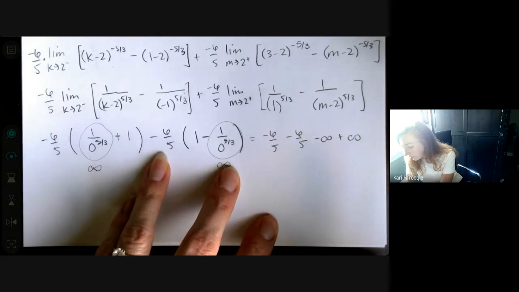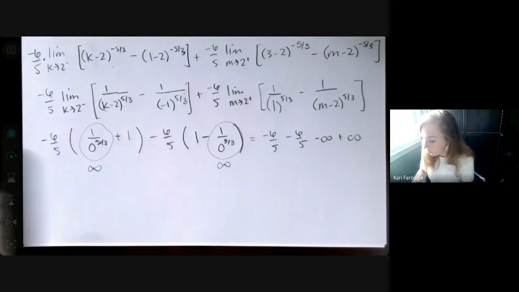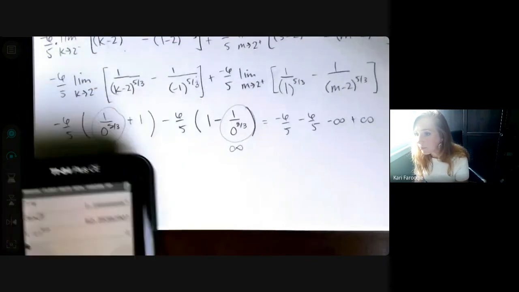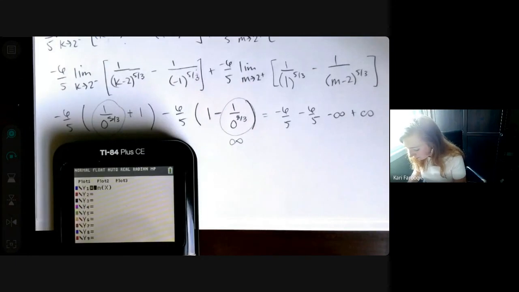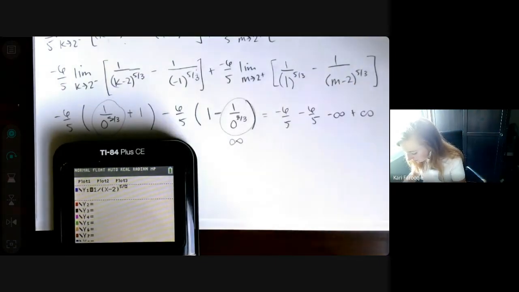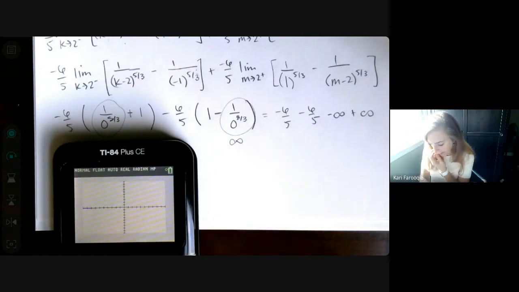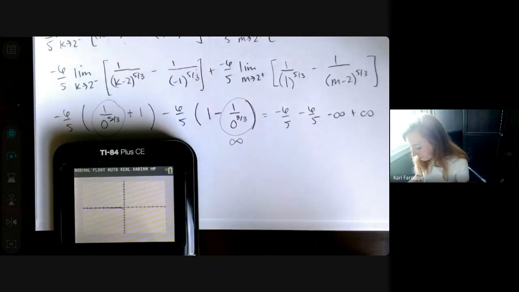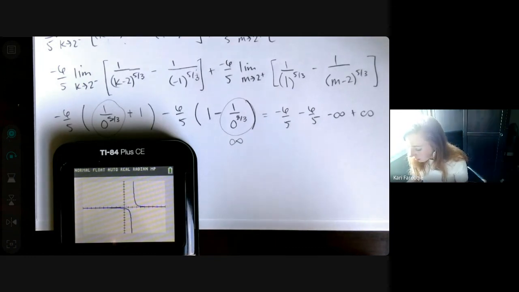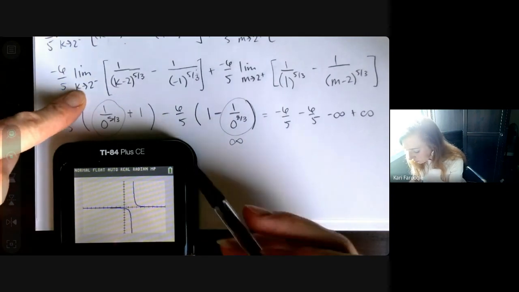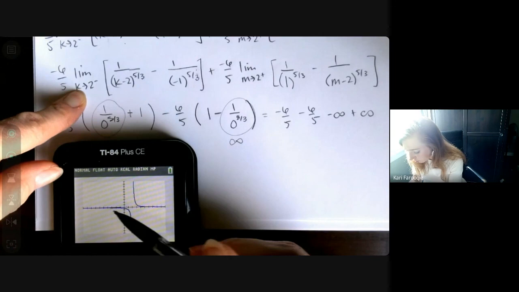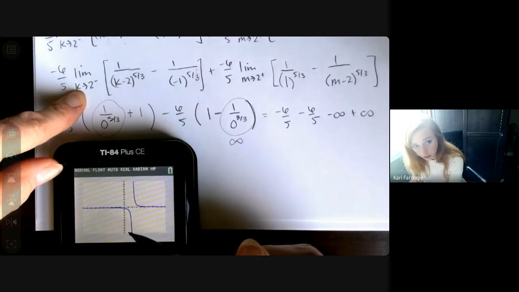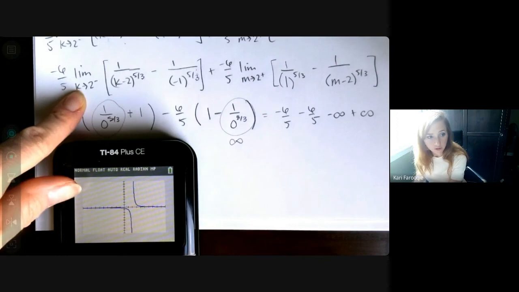Oh, yes. Hold on. You know what we should do? We should look at this function, 1 over x minus 2 to the 5/3 power. We got to fix our sign issue here. All right, as you're looking at this function, as you're approaching 2 from the left, your values are actually approaching negative infinity. So we should really account for that in your sign for infinity here.